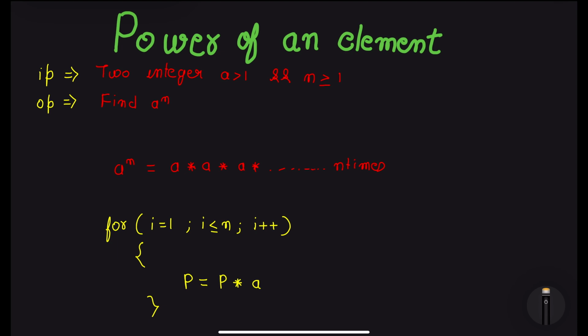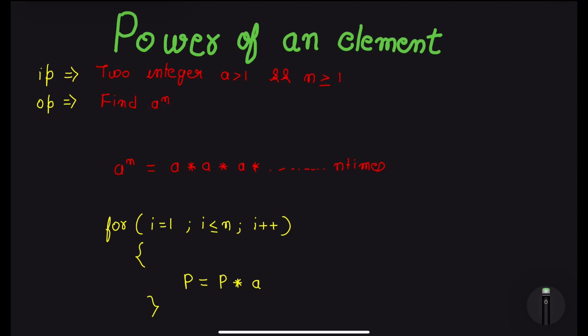We are going to learn another application of divide and conquer algorithm today. We are going to learn power of an element using divide and conquer. Input to the problem will be two integers a and n. A will be greater than 1 and n will be greater than or equal to 1. And output will be a raised to the power n.